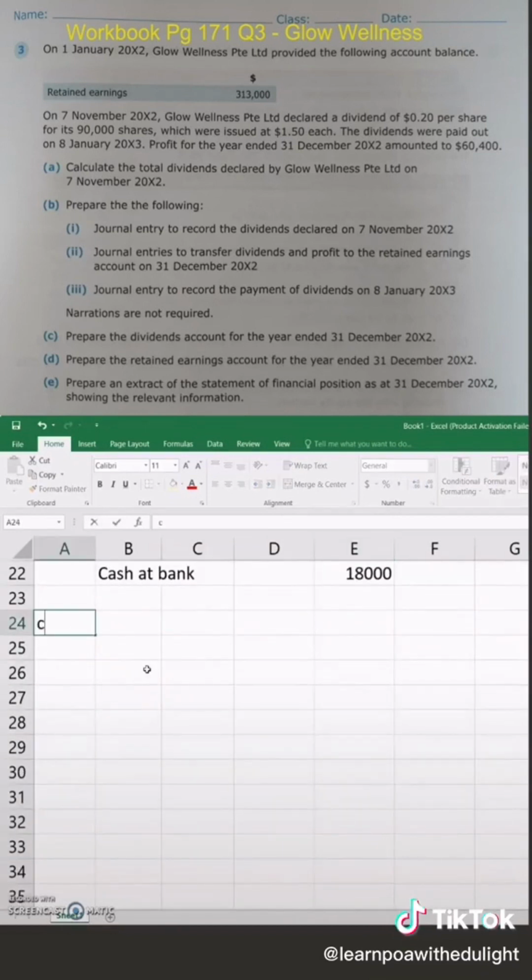Now, part C. Now, I know I haven't gone through the dividends account.